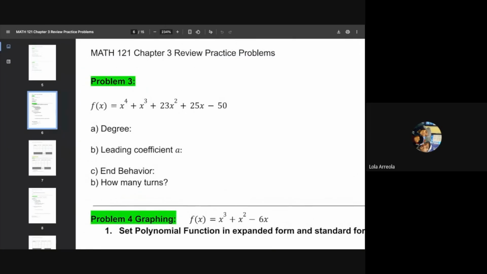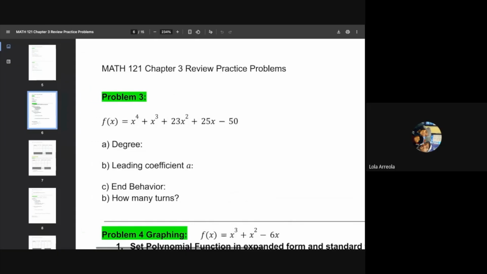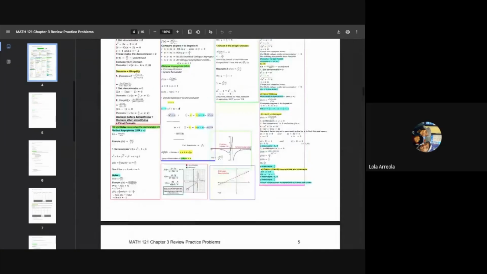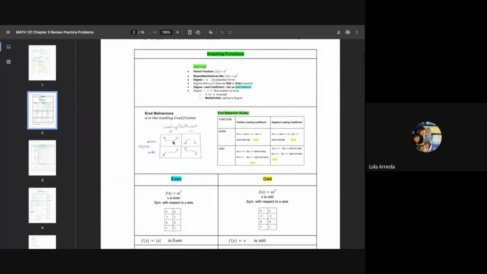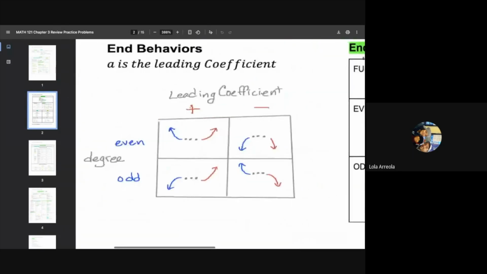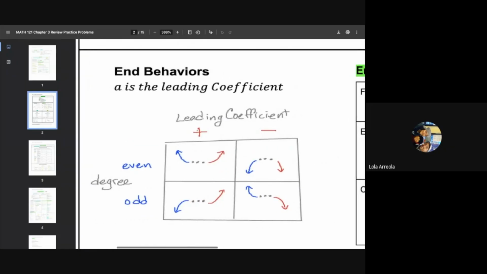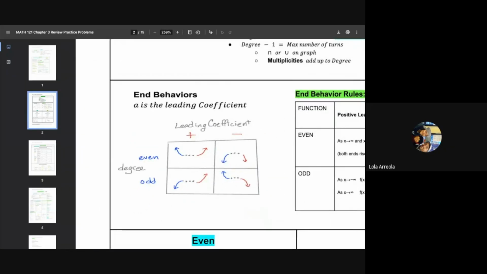Now we're going to do problem number 3, where we're practicing being able to use this new chart where we determine the end behaviors. In order to determine the end behaviors, we have to establish what is the leading term of the function. So what is the term with the highest exponent? And looking at the leading term, we're looking at the coefficient, the number in front of the variable. So for example, if the leading term is 3x squared, 3 would be the coefficient.